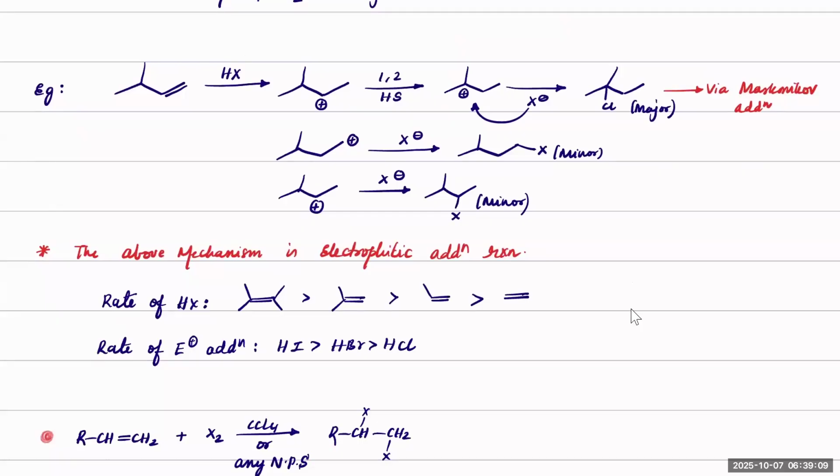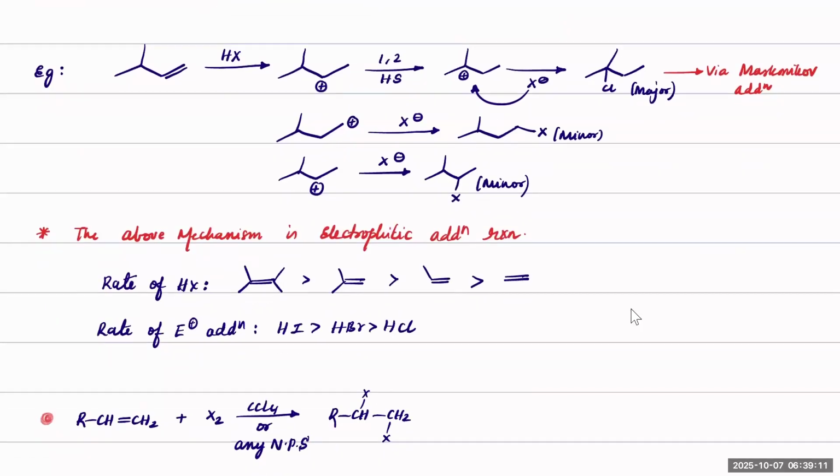Same thing with another question. You can see with HX, first carbocation will form. A 1,2 hydride shift is taken. Once you get a positive charge, that's when X minus will attack. In this case, that X minus is chlorine. So Cl minus will attack, and that will make major product here. And if X minus attacks here, that will be minor product. And this is also minor product.